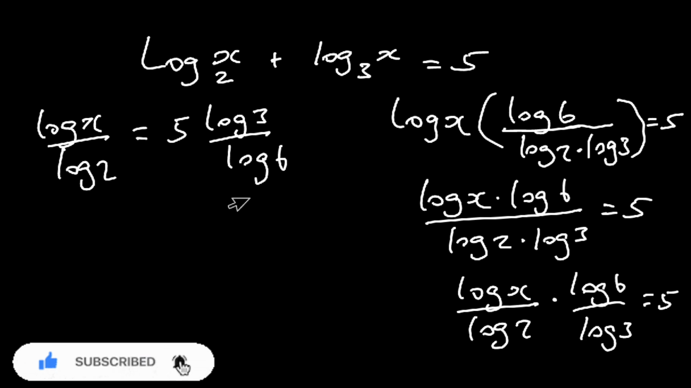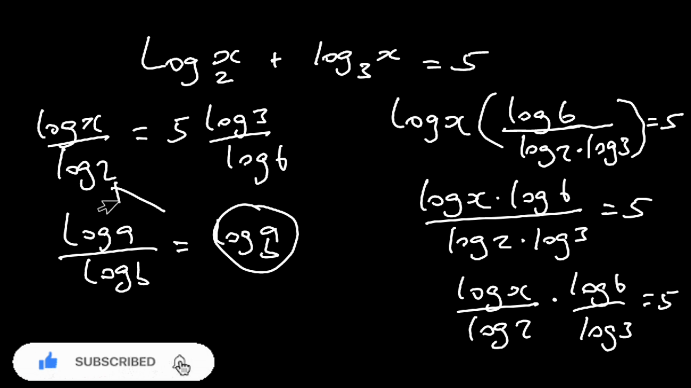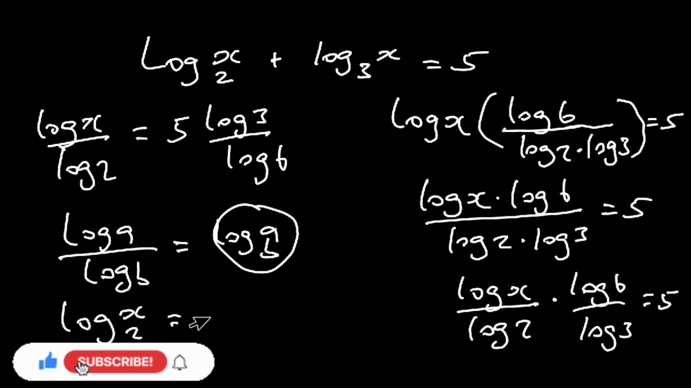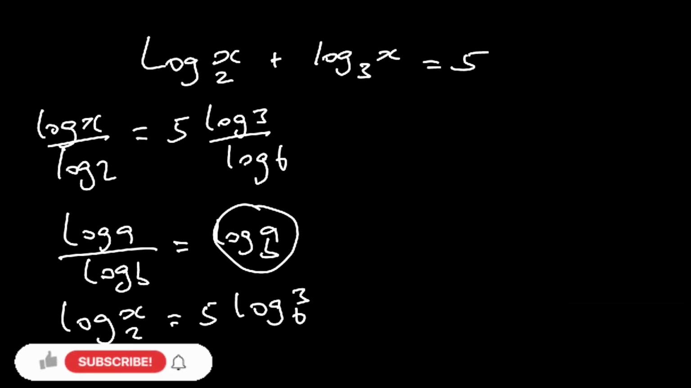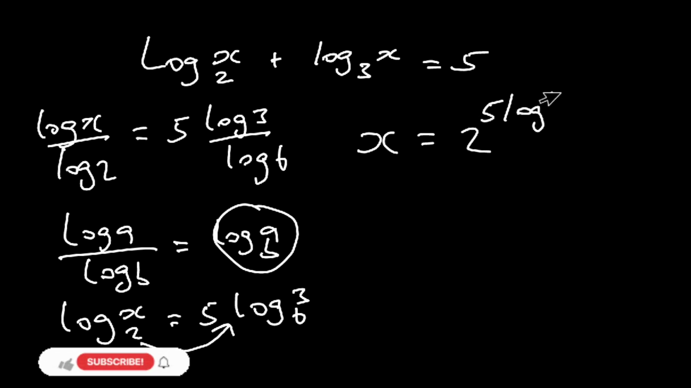It's just like dividing both sides of this equation by the inverse of this in order to cancel them out from this side. Now if you have log a divided by log b, this can be written as log a base b. So we're going to be applying this logic to this part of the equation and also this part of the equation. So we now have log x base 2 equals 5 multiplied by log 3 base 6. And then solving for x, we have x equals 2 to the power of 5 log 3 base 6.